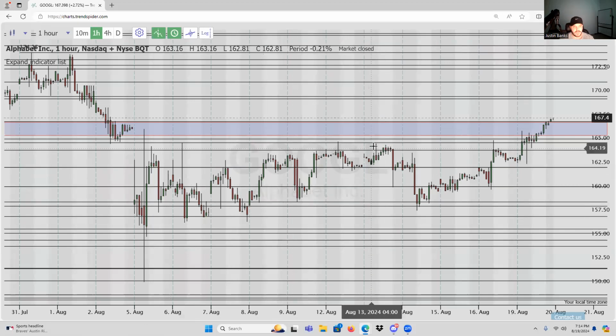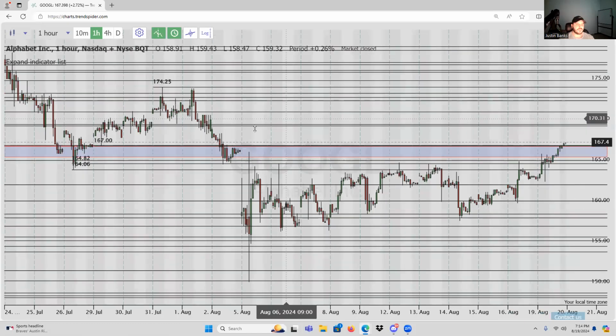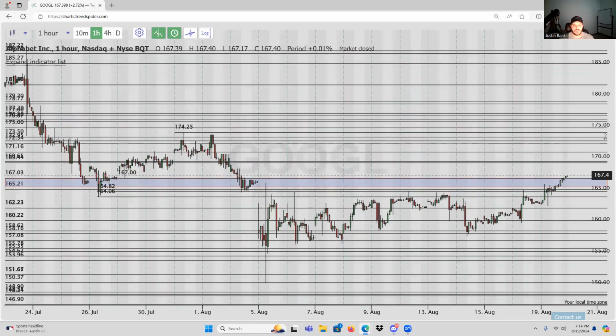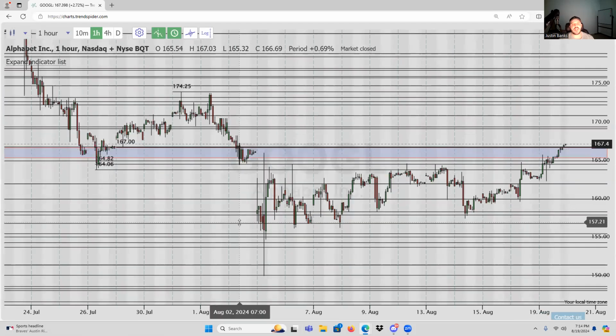Even on this sell, once we had kind of this double top here in that 165, it created essentially a higher low from these lows, and then we're slowly trending up. Great move. We're finally breaking out of this range.